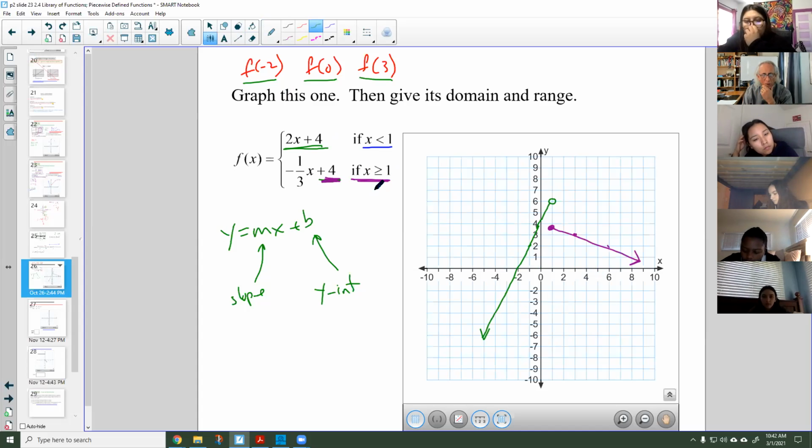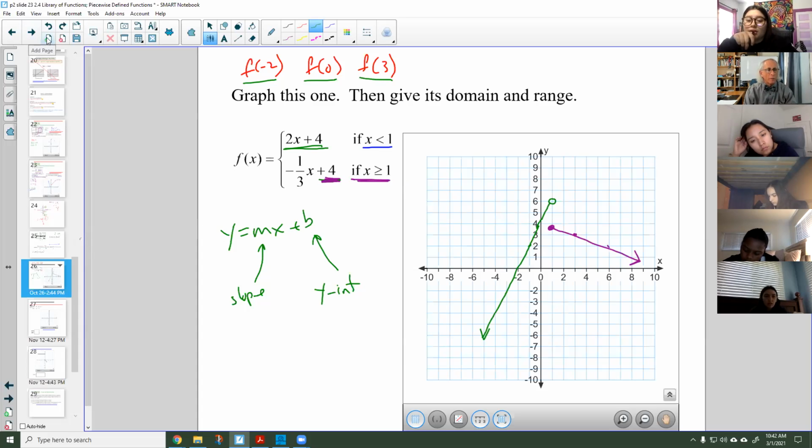Ask it again, Brooklyn, one more time. If the first one's x is less than 1, and the second one is x greater than 1, the points where you have the open and the closed circle, wouldn't one of them be on the opposite side of the graph? Because it's greater than and less than. Okay, I understand what you're saying.